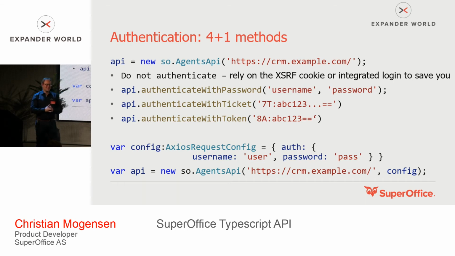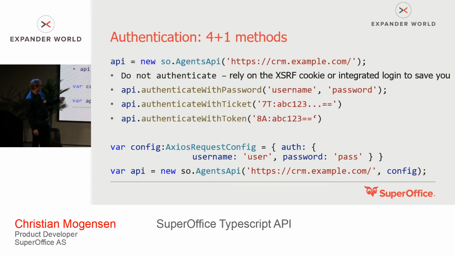If you are SuperOffice, it kind of works because you are running inside the browser session with an XRS cookie that says you have logged in already and we trust you. But everyone else can't rely on that. So in that case, there are 3 different ways of authenticating. You can say, here's my username, password.